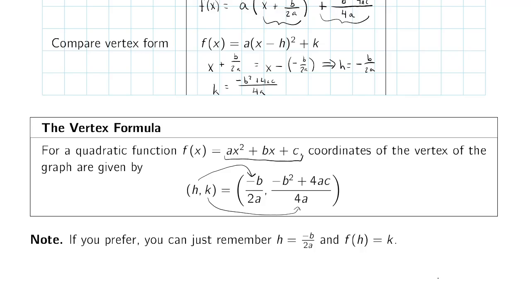Now, do you have to memorize that? I would say you should memorize the formula for the x coordinate. It's short. If you have the quadratic formula memorized, it's just the bit of the quadratic formula if you throw away the square root. In most circumstances, once you have the x coordinate of the vertex, it's just as easy to plug in that x coordinate to your function to find the y coordinate of your vertex. So if you don't memorize the formula for the y coordinate, you'll be able to find it really easily.